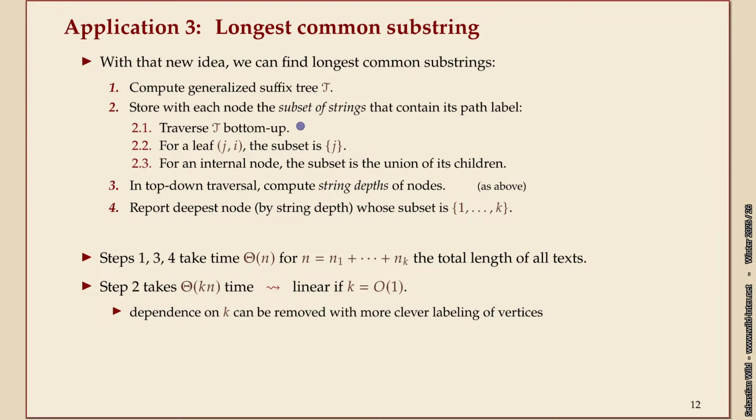So we do that bottom up. For all the leaves, we just write J, because that's the single string that this leaf corresponds to. And then bottom up, when we've done all the children, we take the parent and we just compute the union of the two children. We also need the string depths as before. And then the longest common substring that is common to all k strings is the internal vertex of largest string depth that is labeled with all strings. And that's it.